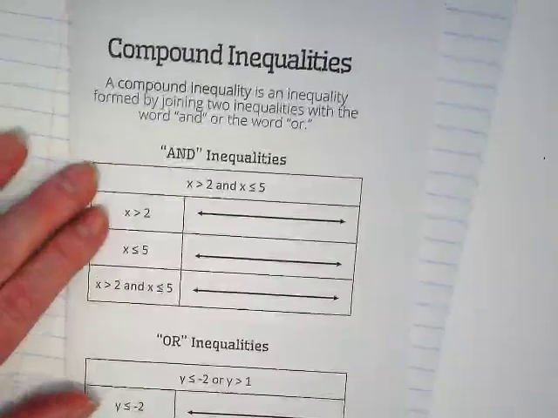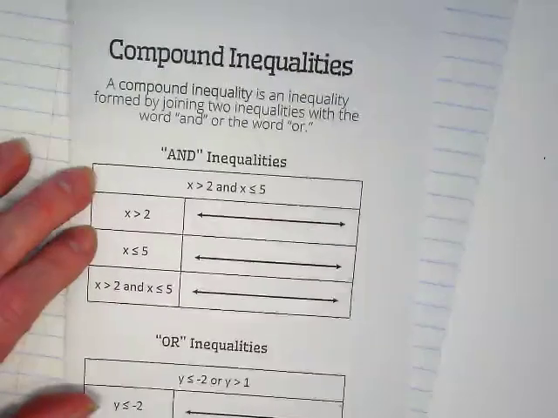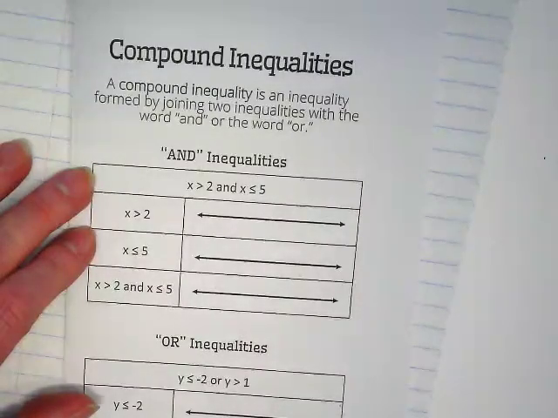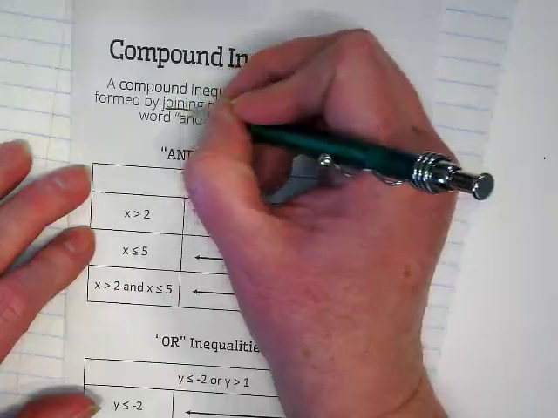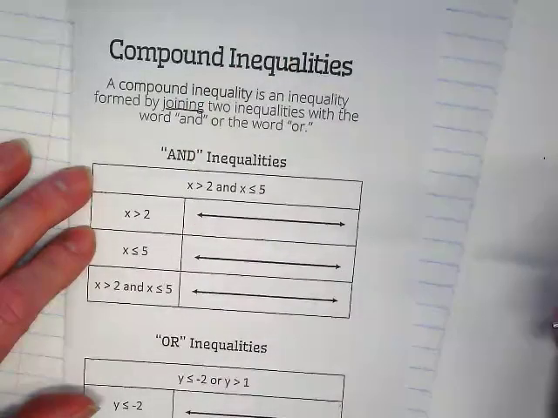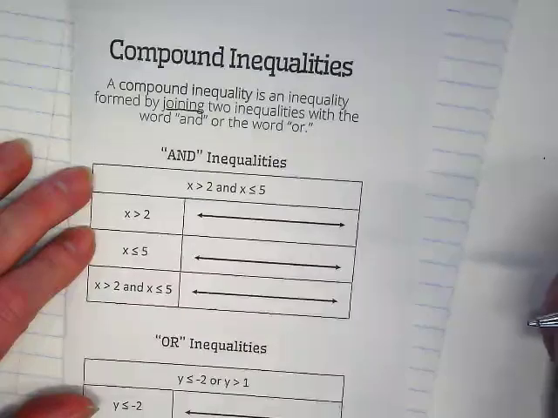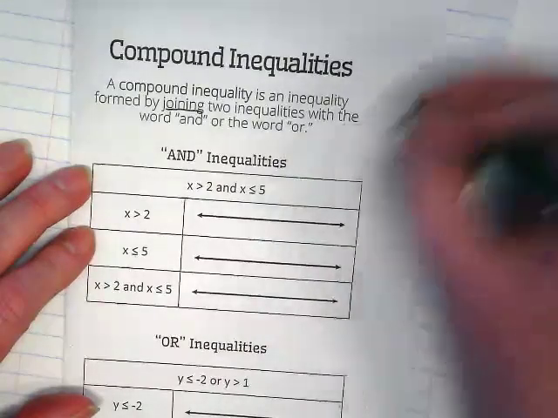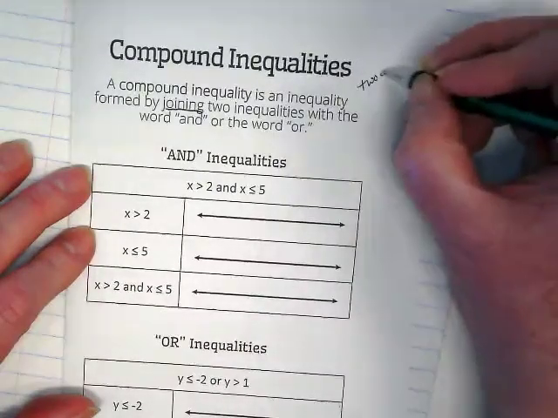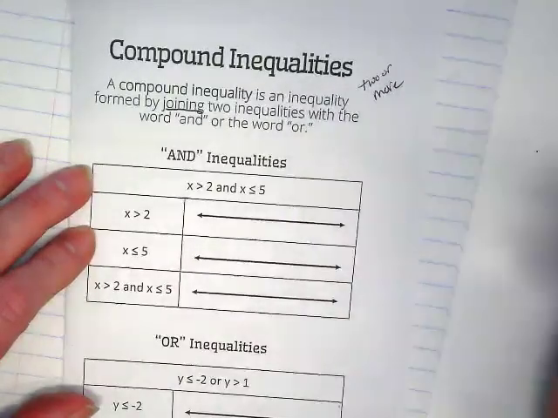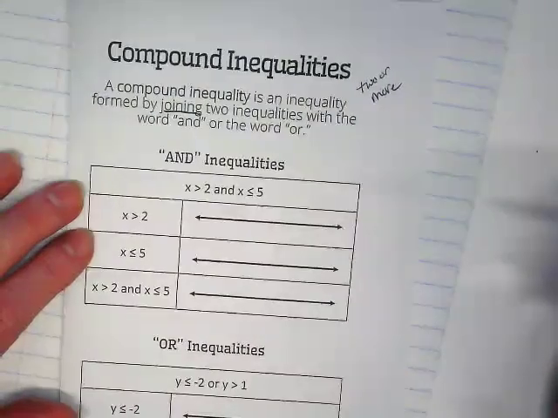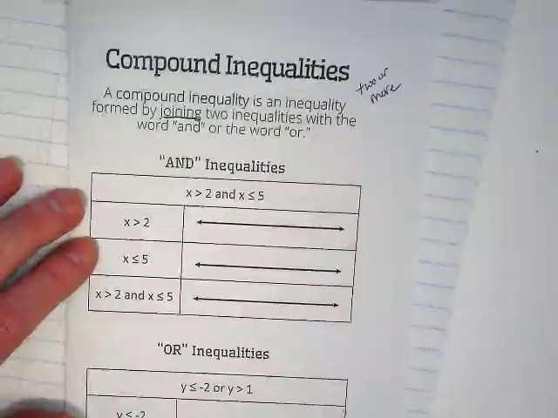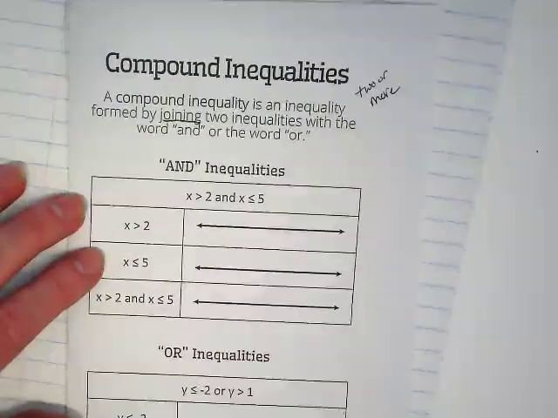Okay, please take a look at the definition at the top of this page. A compound inequality is an inequality formed by joining two inequalities with the word and or the word or. I'd like you to underline the word joining. And our book's definition says two or more. None of the examples we're going to do today is more than two, but we are definitely working with inequalities that have combined two today.